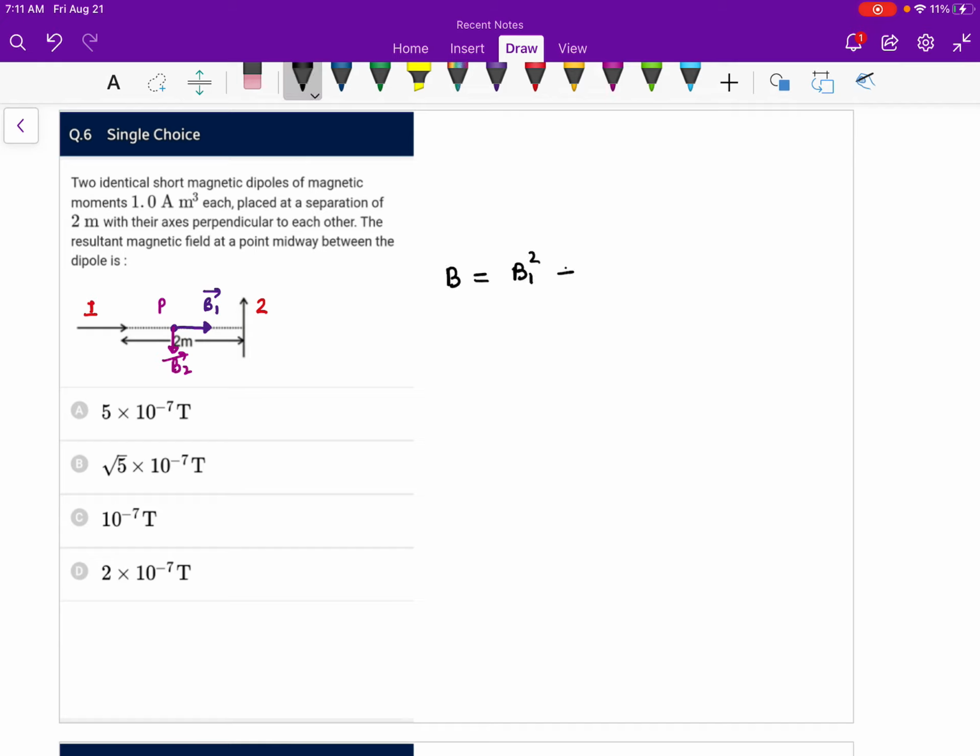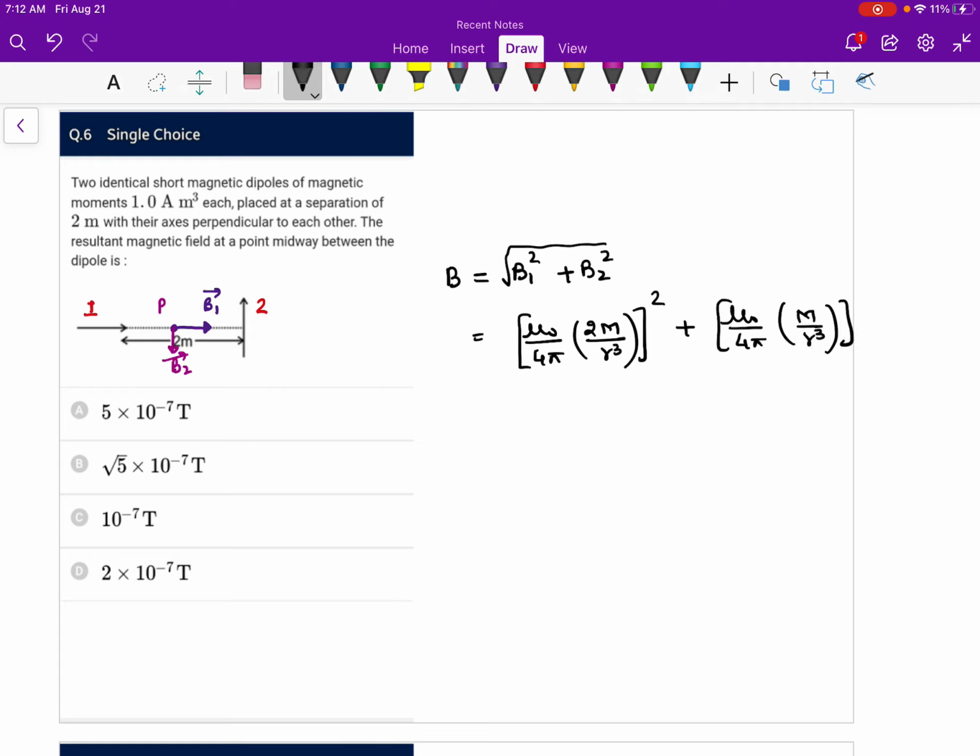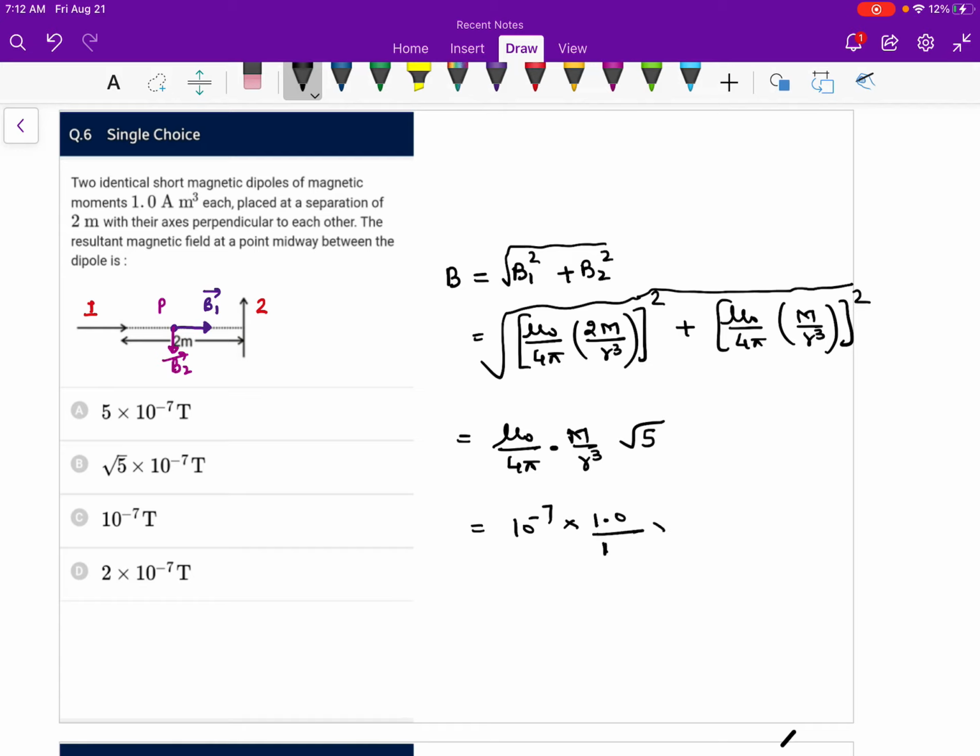Okay, so net magnetic field is square root of B1 square plus B2 square. So B1 is mu naught by 4 pi 2m upon r cube, whole square, plus B2, mu naught by 4 pi m upon r cube, whole square, under root. Okay, so mu naught by 4 pi m upon r cube is common, and 2 square plus 1 square, that is root 5. So mu naught by 4 pi is 10 to the minus 7, m is 1.0 and r is again 1, into root 5.